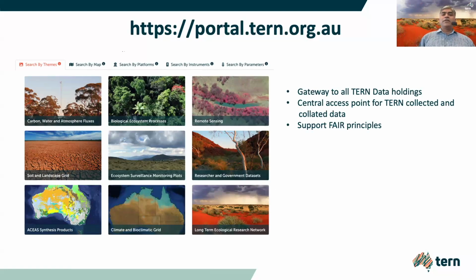And then all those data sets are compliant with the FAIR principles. So for example, if you are looking for the flux data, you click on that carbon and water atmosphere fluxes icon, so that it provides you all the flux-related data sets TERN has got. If you click on the remote sensing, it provides all the remote sensing and UAV data sets.